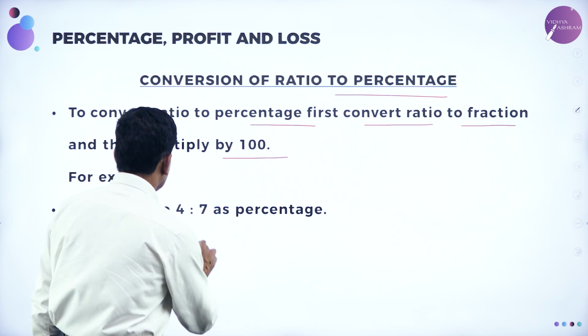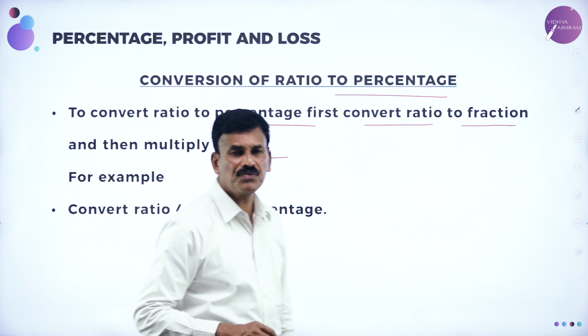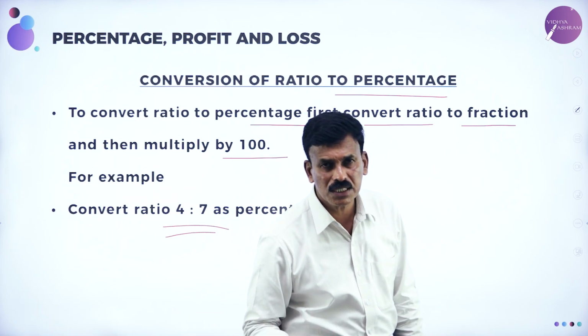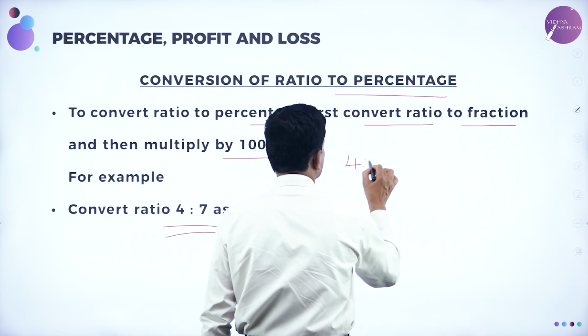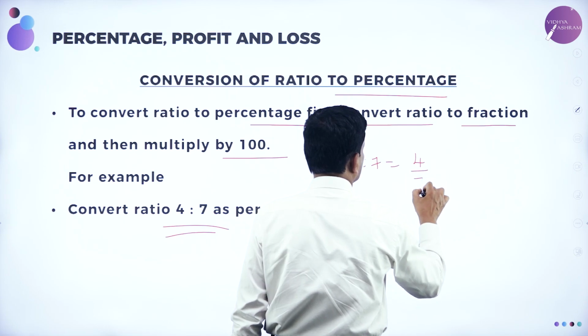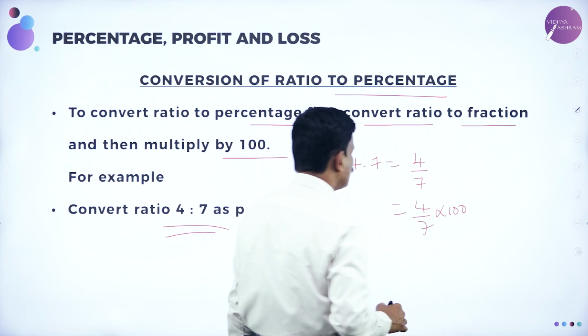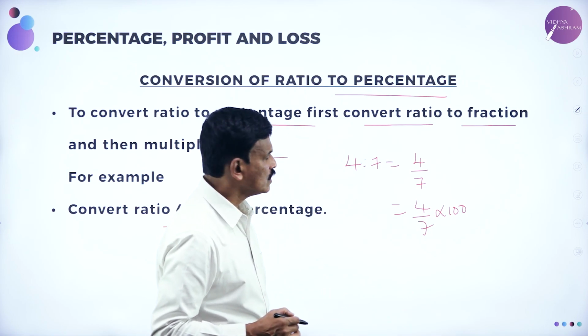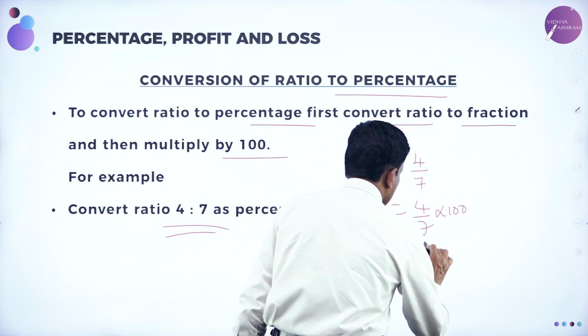Now let us take an example. Convert 4:7 as the percentage. How to convert 4:7 in terms of percentage? Now very simple concept. So 4:7 can also be written as 4 by 7. Just multiply by 100. That's it. 4 by 7 into 100. What is this equal to? This is nothing but 400 divided by 7.